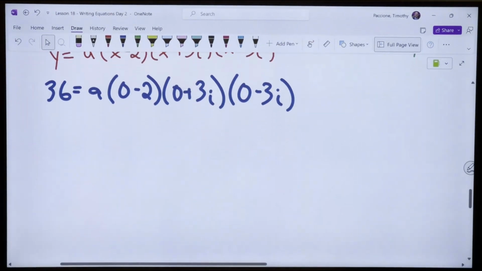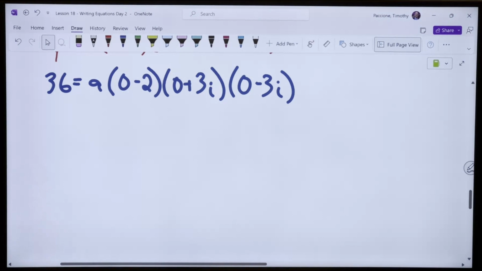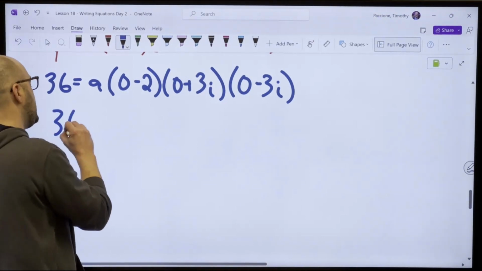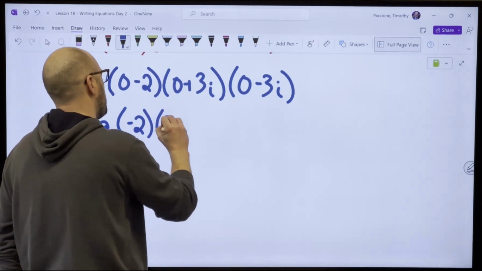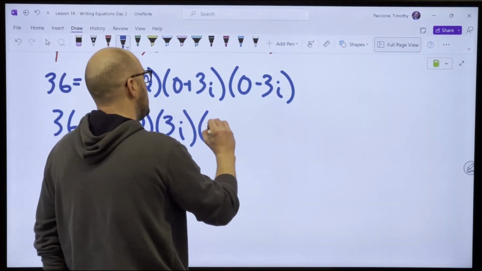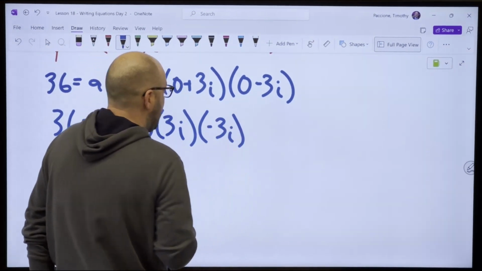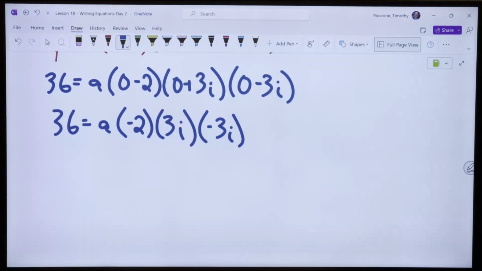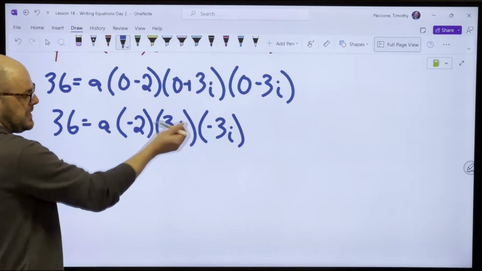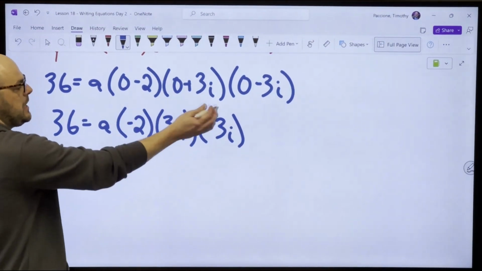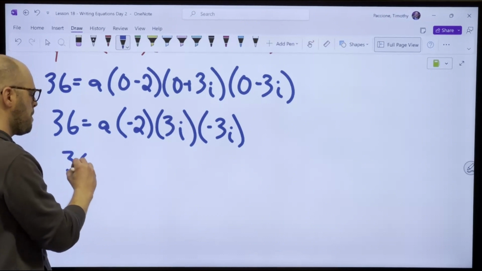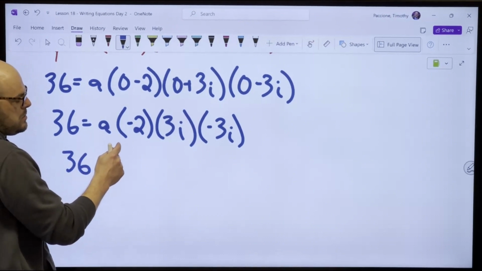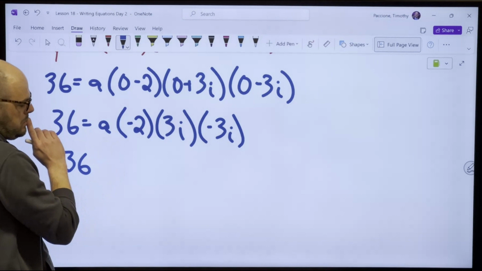When you get 0, it's really nice because it just all becomes very simple. 36 equals a times negative 2 times 3i times negative 3i. And again, if it helps, pretend they're x's, right? It would be negative 2 times 3 times negative 3, and then you'd have i times i. So what does that all become? That becomes 36 equals a.